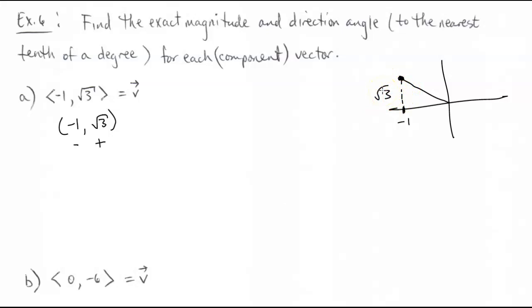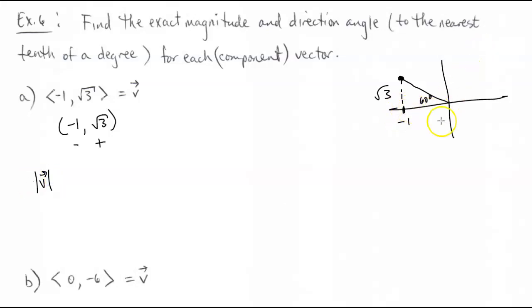So this looks like one of those well-known right triangles that we know, a 30-60-90 triangle to be exact. And since we have square root of 3 here, we know that this reference angle is 60 degrees. Okay, and that lets us know what we need to know as far as the direction angle is concerned.